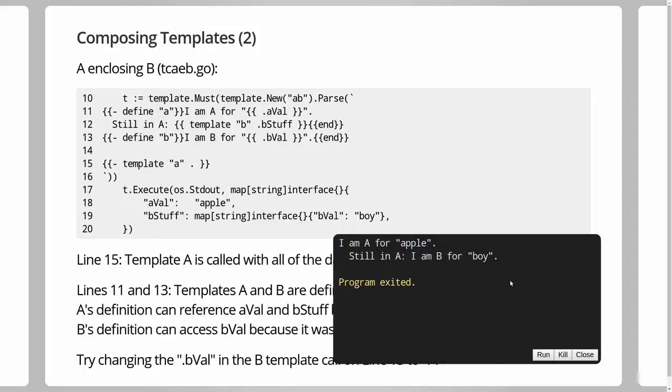So, A for Apple is quite clear because A value is Apple. But B stuff is here, which is a map of string to interface, B value. What do I pass into the template? I pass in B stuff, and it works. I don't expect you to digest this code. It's all on GitHub. You can download it.